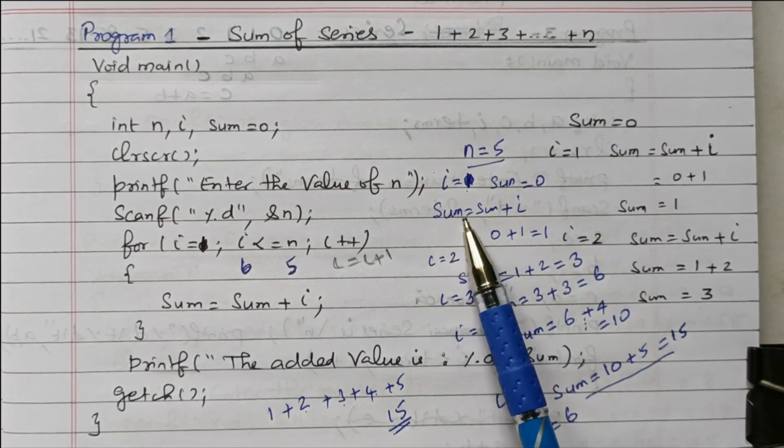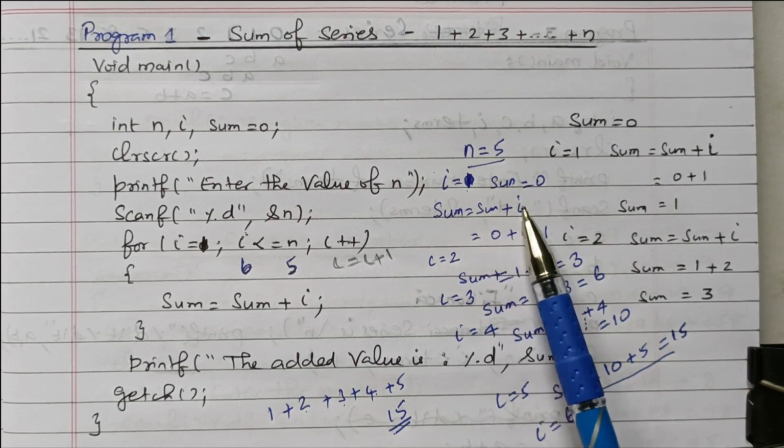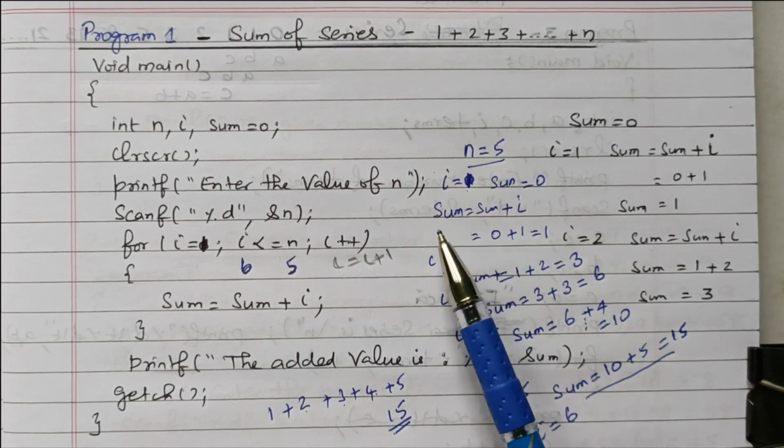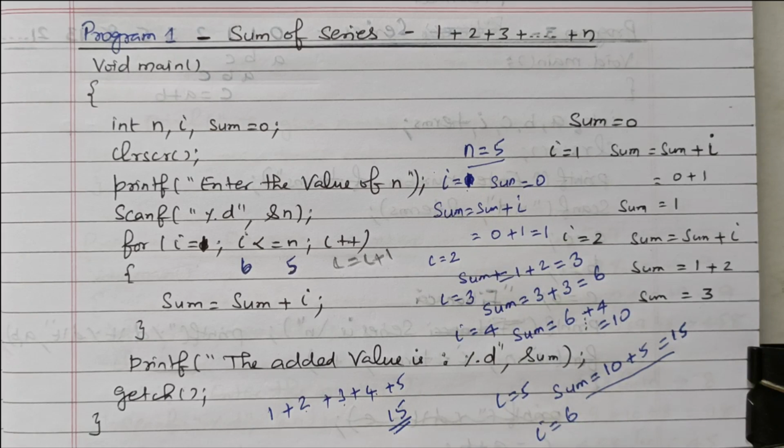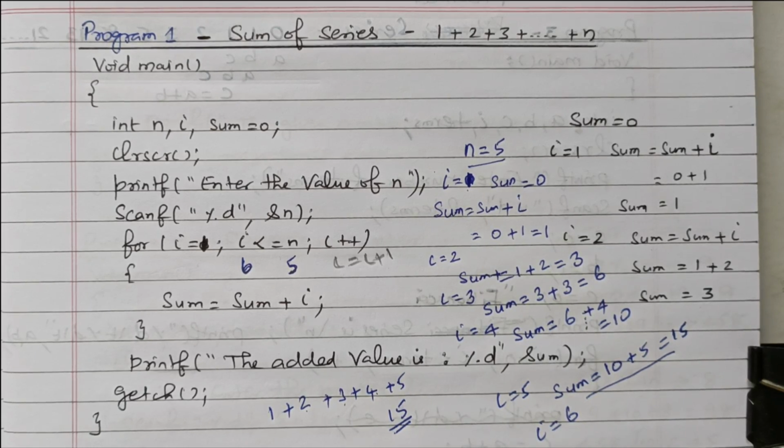And the expression is sum equal to sum plus I. That is sum and I are added and stored in the sum itself. So we discussed the sum of series program using the C language. Similarly, we can perform so many other series also using the for loop.